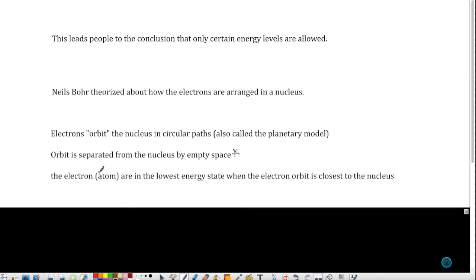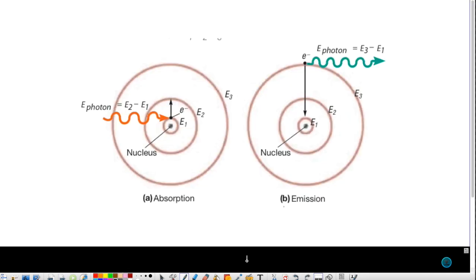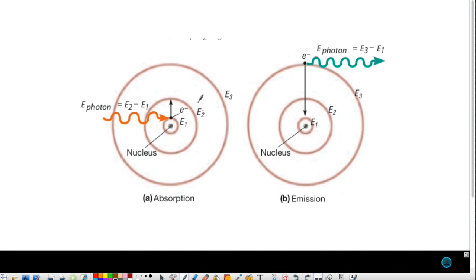So the electrons, or atoms, are in the lowest energy state when the electron orbit is closest to the nucleus. So just like the textbook on the floor, that's the lowest energy state. An electron that's closest to the nucleus is going to be in its lowest energy state, the most stable state. So if a photon, so here's my photon here, comes in and hits this electron that is in the lowest energy state. So here's one allowed orbit, E1. And this is the lowest energy state. This would be the ground state, right?